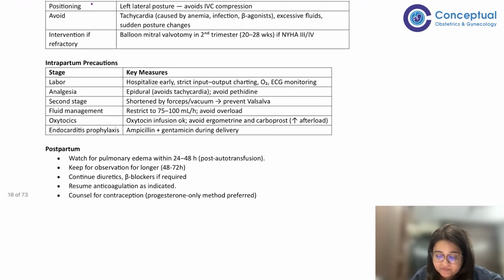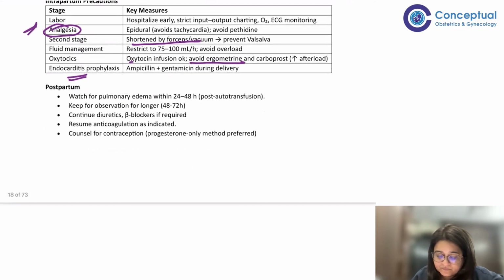Then intrapartum, hospitalize her early, strict input output charting, oxygen, she should be on oxygen. Analgesia is very important. Epidural is the preferred analgesia. Second stage should be shortened by forceps or vacuum. One point which I think has been mentioned, okay, it's mentioned here, avoid methergin. That's very, very important. Oxytocin is the drug of choice. Restrict fluids in the intrapartum period, and endocarditis prophylaxis if indicated.